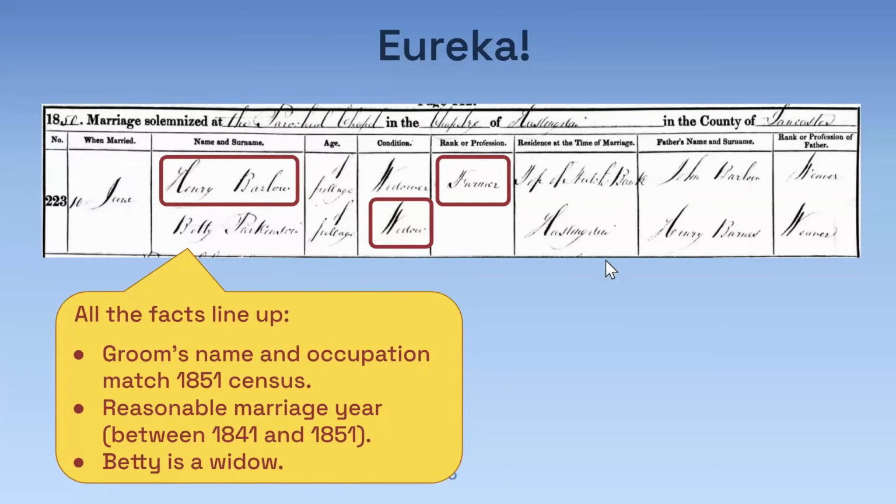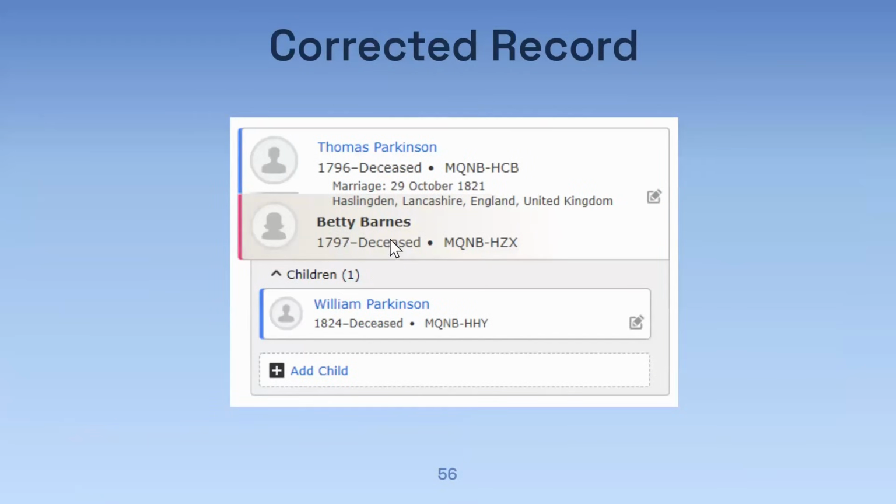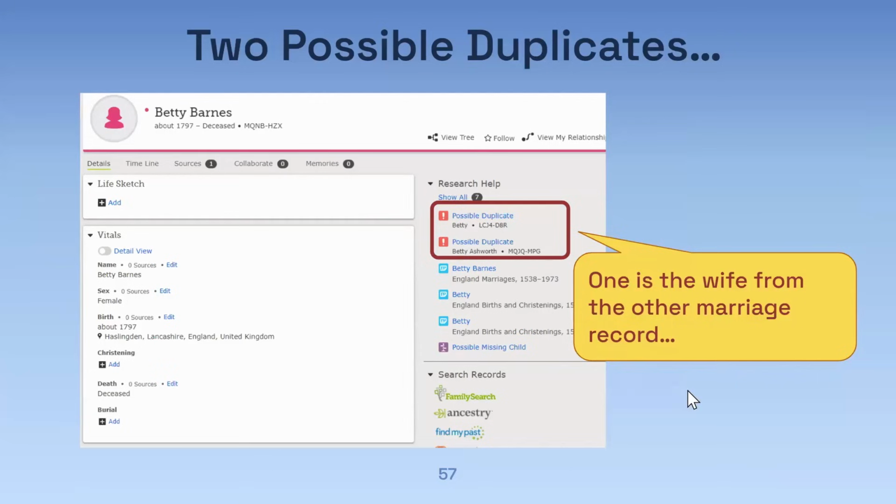So, what do you notice about her dad's name? It's Henry Barnes. So now we're confident that this woman's maiden surname is Barnes. So we come back, we enter this maiden surname, and that has fixed that problem to prevent future bad merges there. But I didn't pick a textbook case with no problems here.